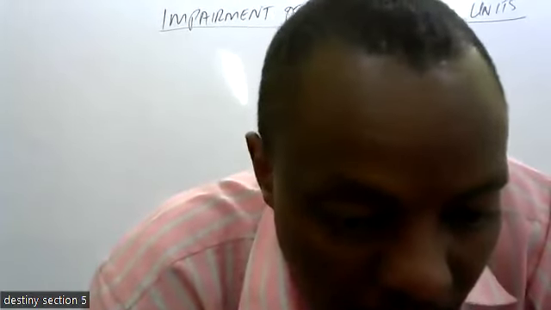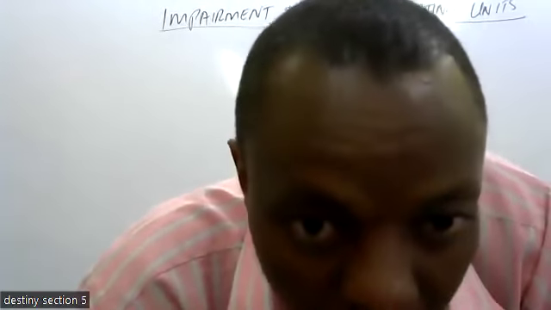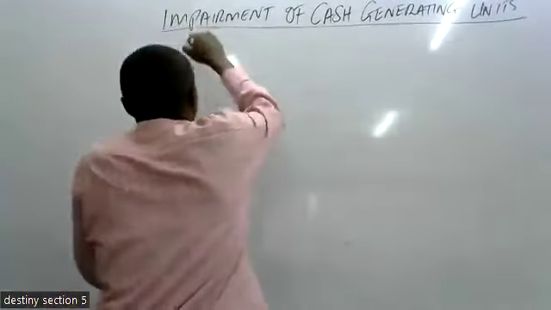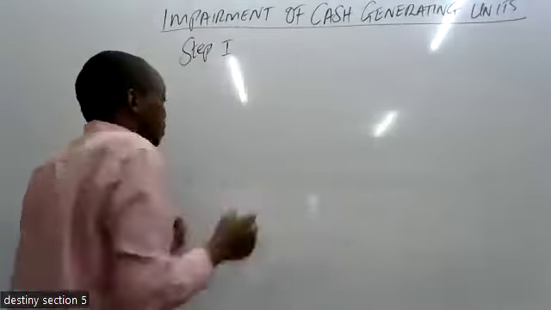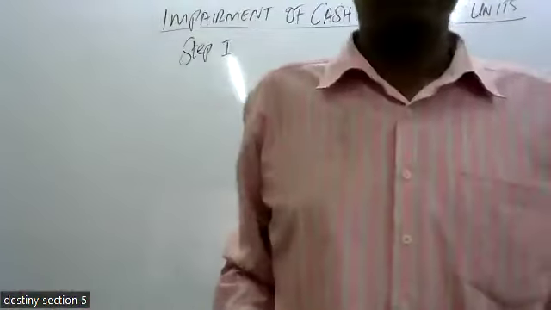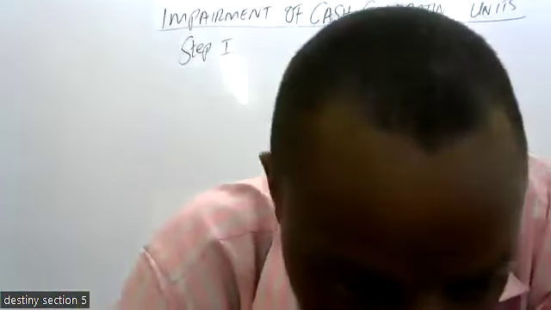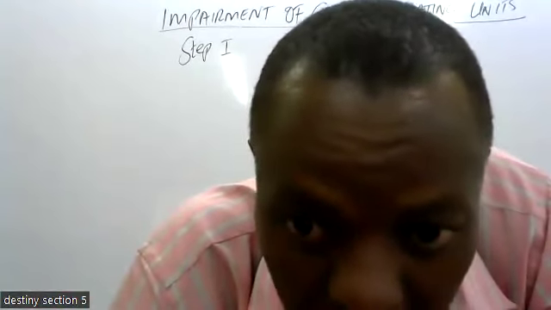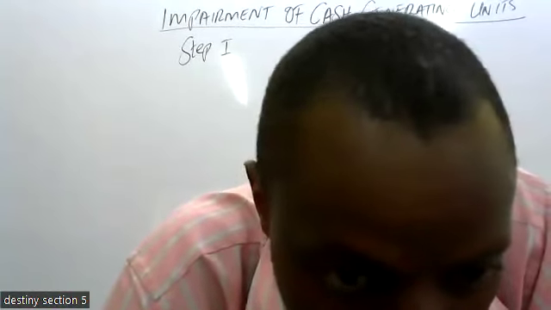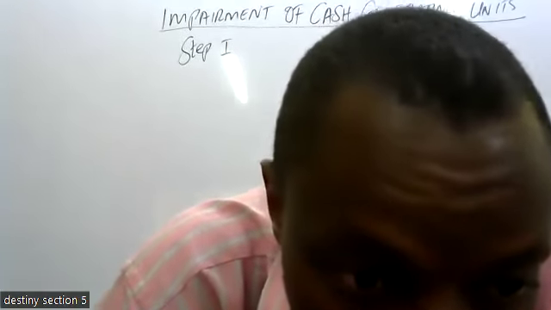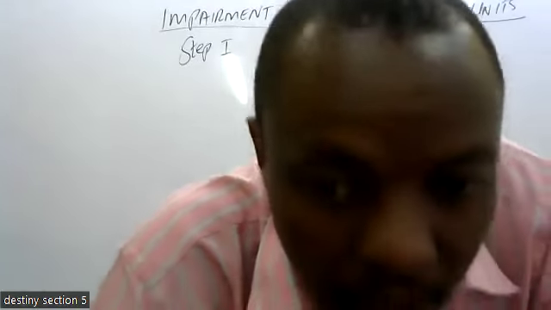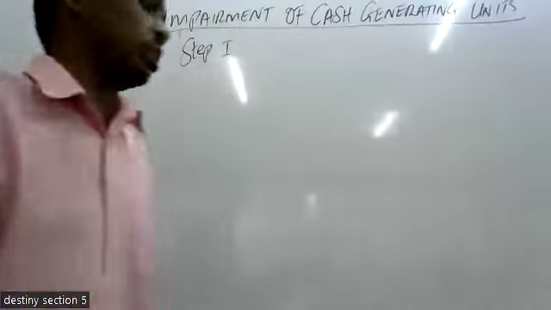In allocation of impairments of cash generating units. Step one. Determine the impairment loss of each cash generating unit.